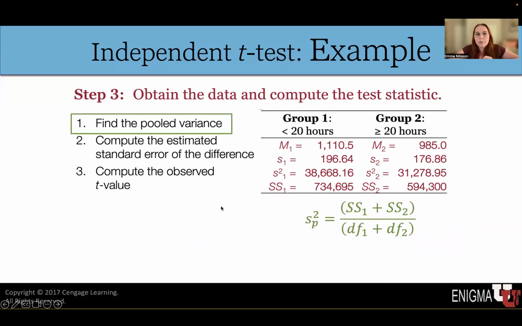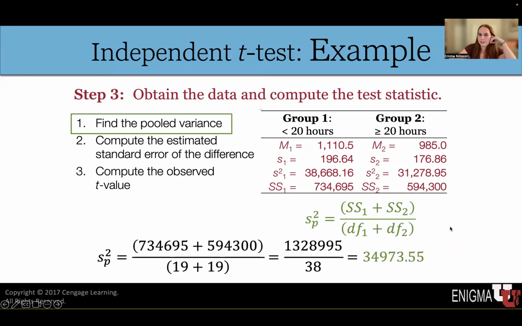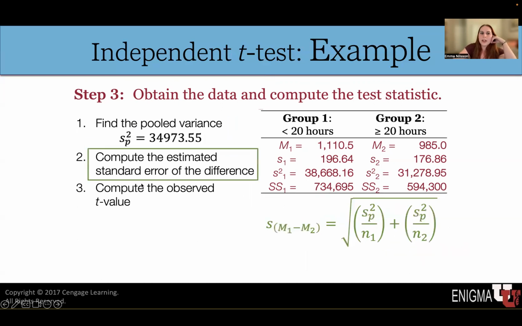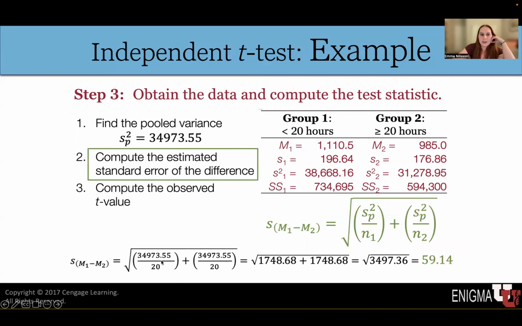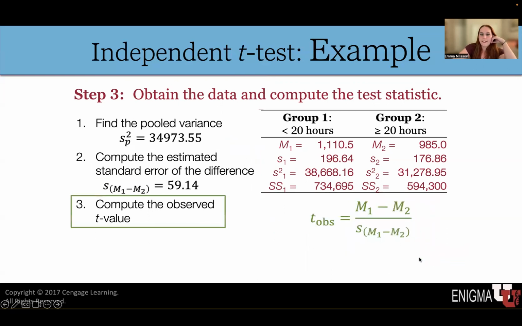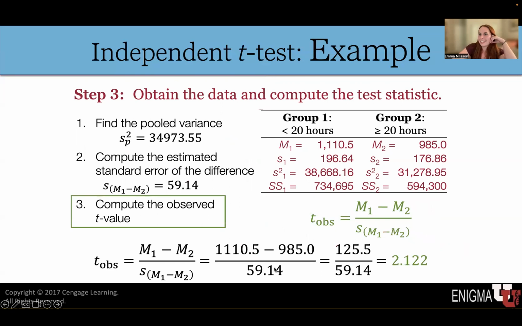So number 1, we're going to find the pooled variance. If you want, you can pause the video and try to figure this out on your own, but I'm just going to breeze through it right now. So we're going to find the pooled variance here, and using our test statistics, we get this value here. Then we're going to use this 34,973. We're going to put it in the formula for our estimated standard error of the difference right here. Boom, bam. The estimated standard error of the difference, so our denominator, is going to be 59.14. And we put that right here in our denominator of the t statistic. Thus, our t statistic, our observed t value, is going to be 2.122.